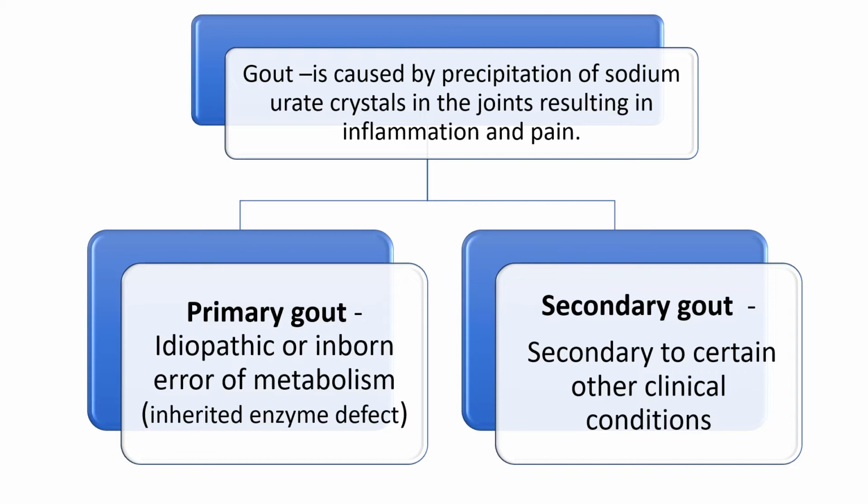Now coming to classification of gout. Gout can be classified into primary gout or secondary gout. Causes of primary gout: in 90% of the time it is an inherited enzyme defect, and in 10% of the times it is idiopathic, that is, the cause is not known. In secondary gout, it is due to other diseases or other clinical conditions resulting in hyperuricemia. Apart from this, gout also can be classified as metabolic gout and renal gout.